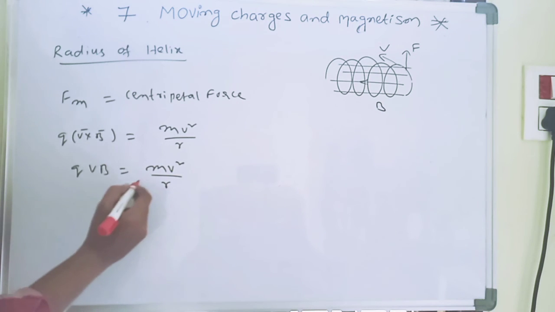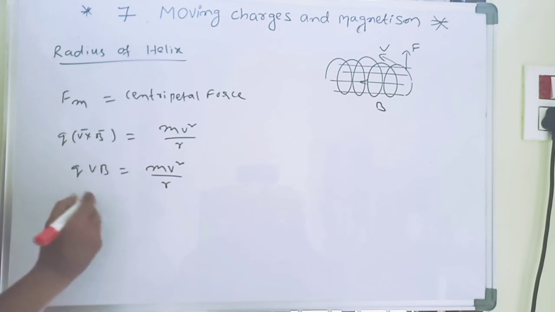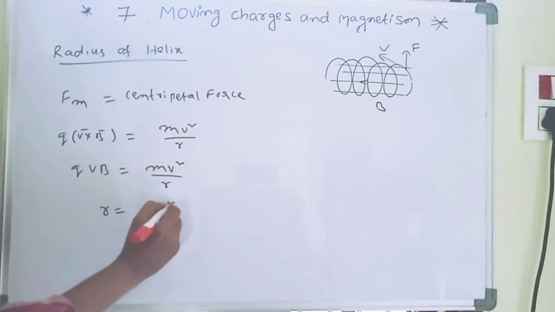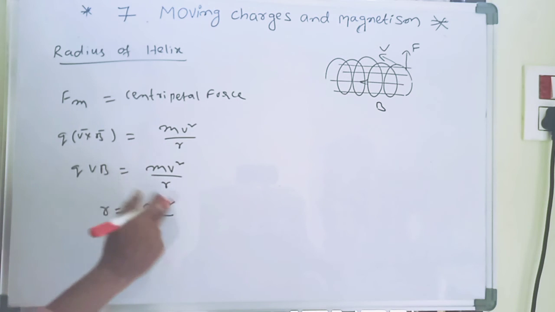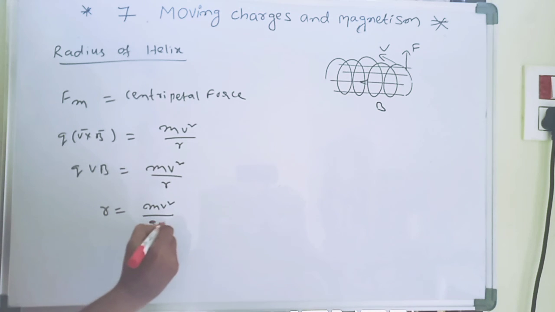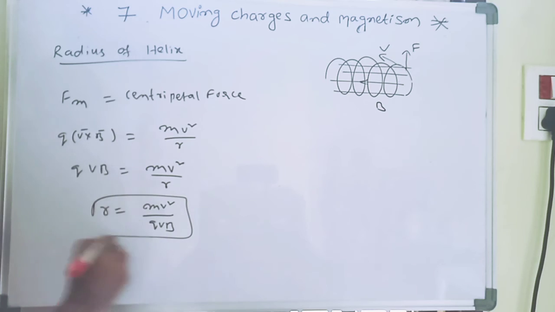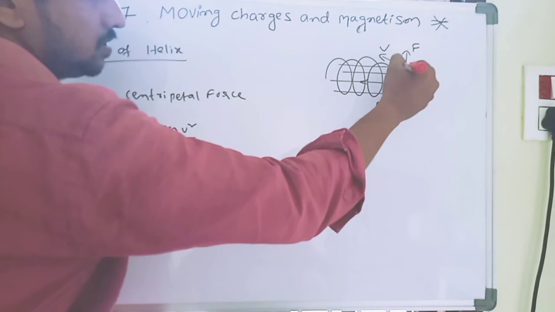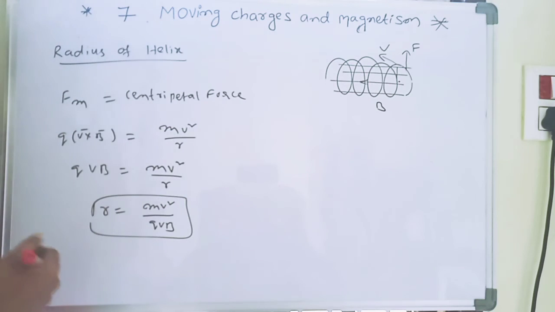So QVB is equal to mv square by r. What is r? r is equal to mv square by QVB. This is the radius of helix. Radius of helix means the radius of this helical motion.